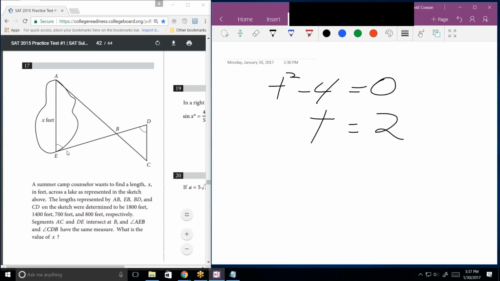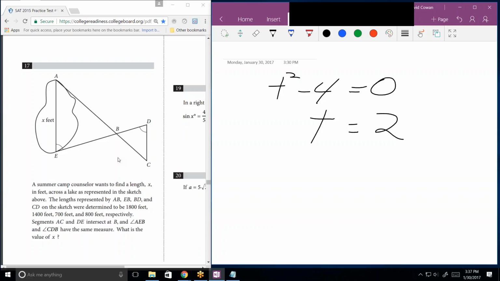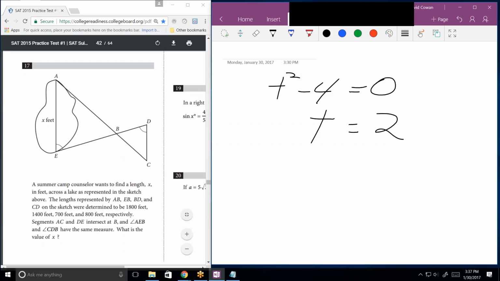The fact that angle E is equal to angle D means what? Means they're similar triangles. Yes. In other words, that means DC is parallel to AE, and it means that angle A is also equal to angle C. You have 3 equal angles. You have 2 similar triangles.